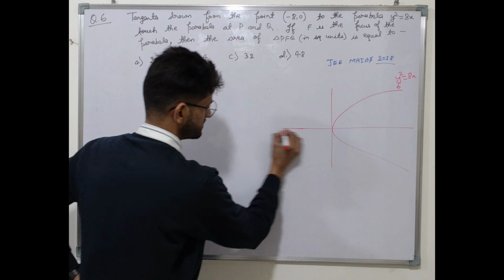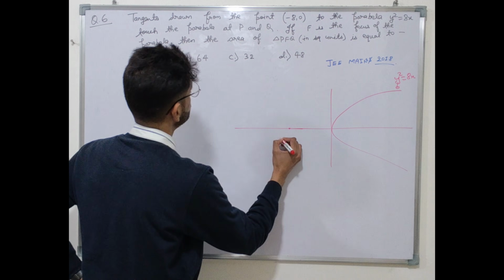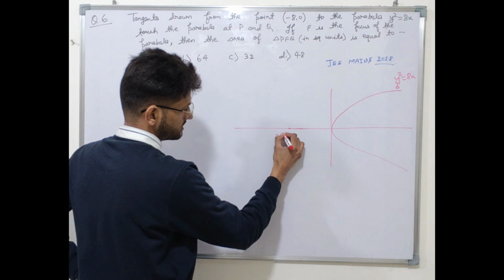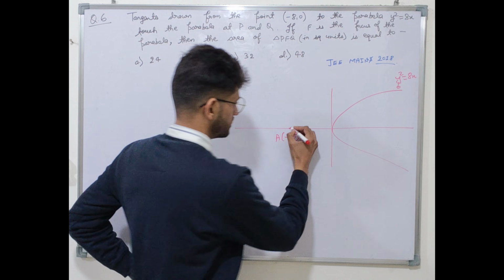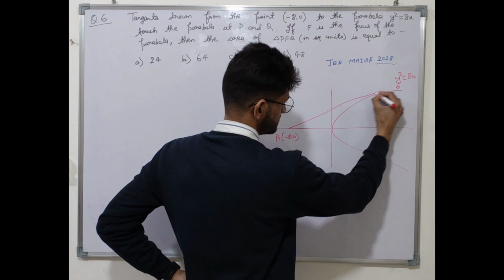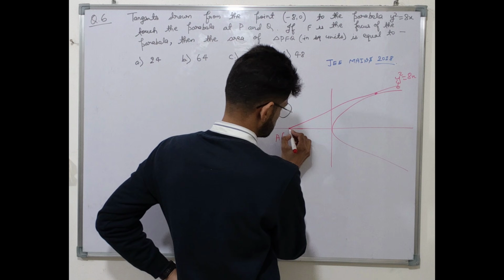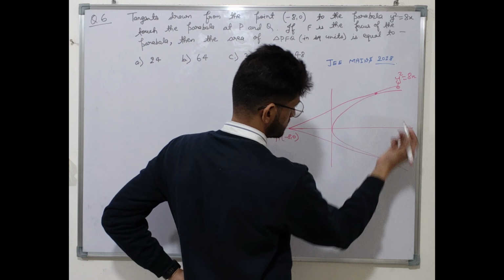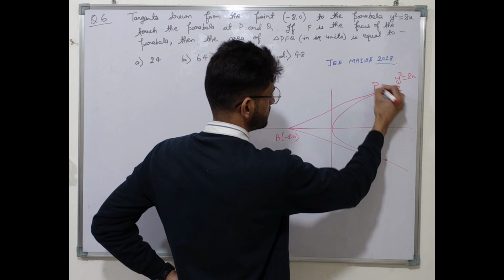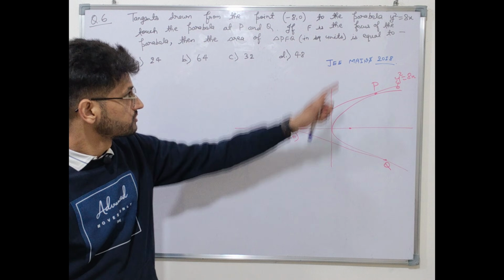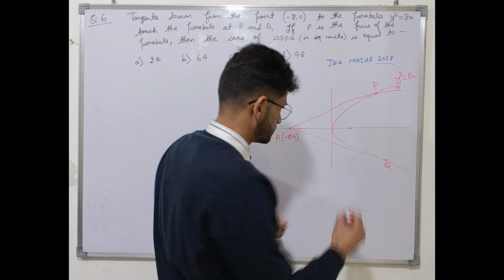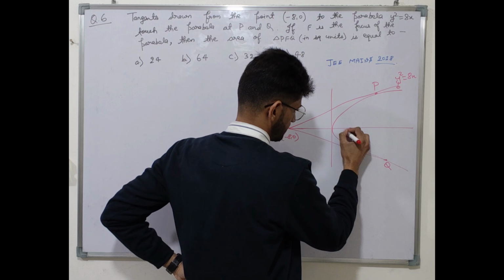We have been given that tangents are drawn from the point (-8, 0). It is very obvious that (-8, 0) is lying outside of the parabola. From here, two tangents are drawn, let's say tangent 1 and tangent number 2, touching the parabola at P and Q. Let's say the focus is (a, 0). The value of a will be 2 in the case of y square equals 8x, so (2, 0) will be our F.